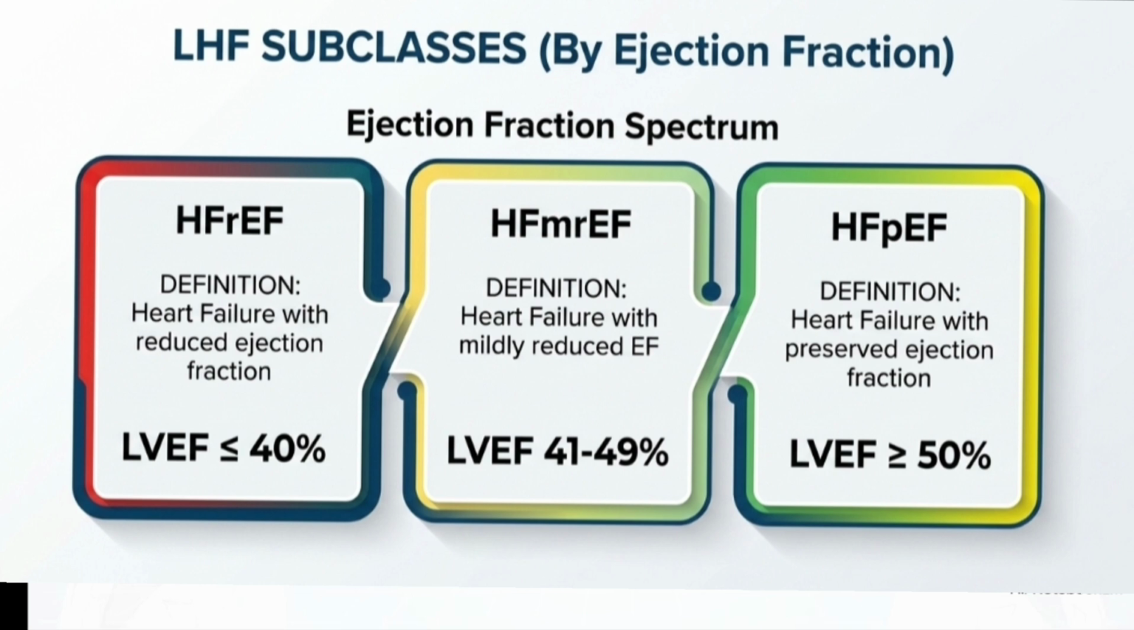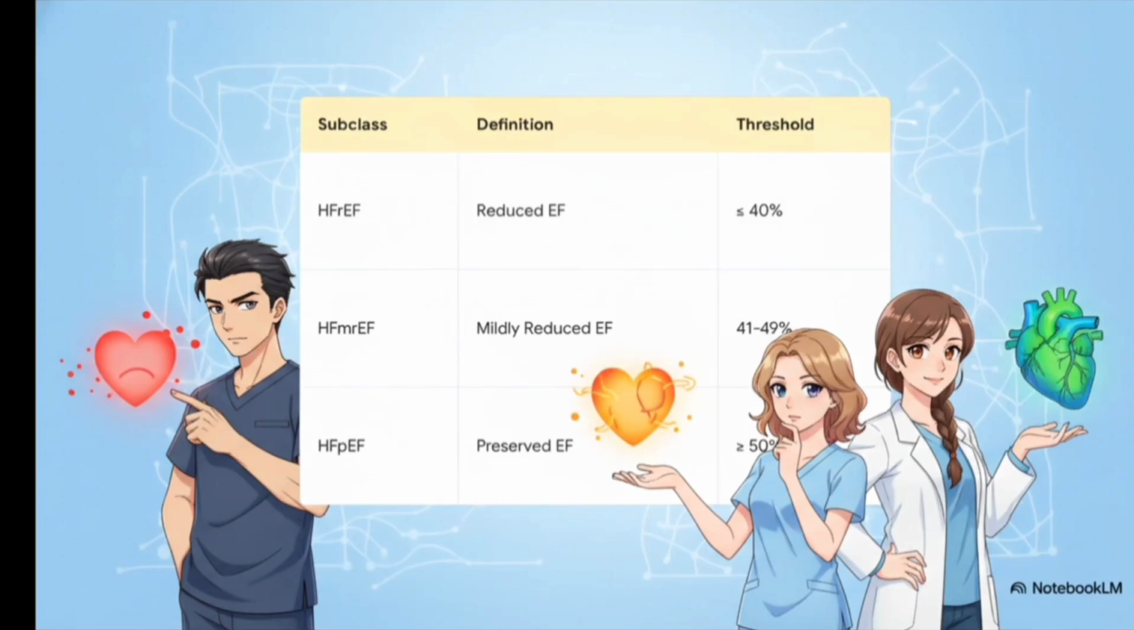You have a red zone of reduced ejection fraction, a yellow middle ground of mildly reduced, and a green zone of preserved ejection fraction. It is technically a sliding scale, but for treatment purposes, the major guideline committees have drawn hard lines in the sand to separate these conditions. Let's systematically walk through these thresholds, because global guidelines strictly organize a patient's entire treatment plan around these exact numbers.